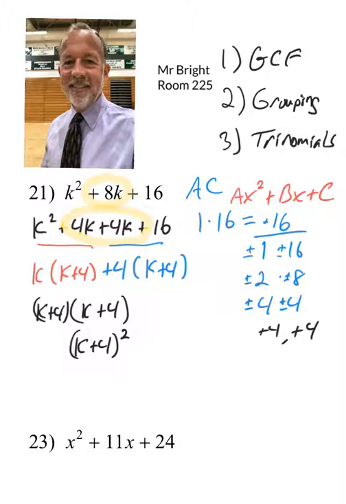Now, again, I know that a lot of you were able to look at this thing and say, oh, that's going to be k plus 4 times k plus 4. That's fine. But when these things get a little bit hairy is when the number in front of here is something other than a 1. All right? So we're going to look at that in just a second. Right now, I want you guys to try problem number 22 on your own. So pause the video, do problem number 22, and we'll come back together in just a second.